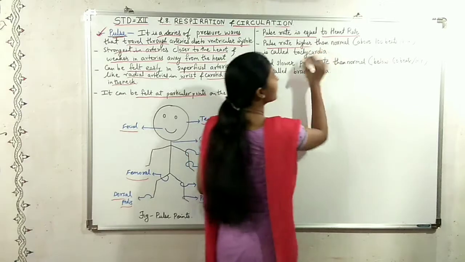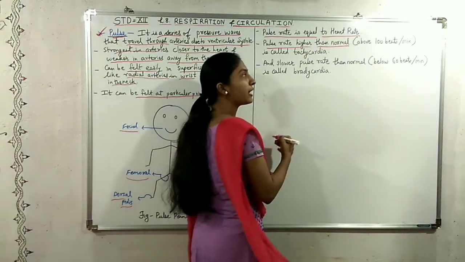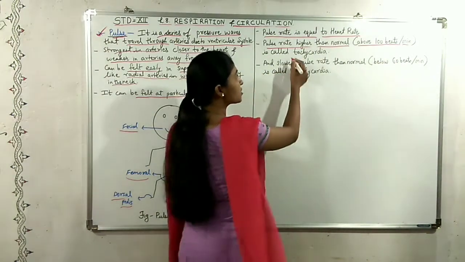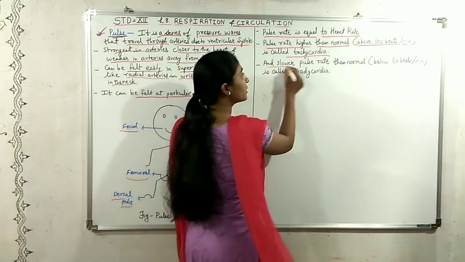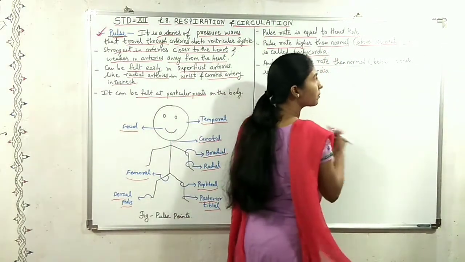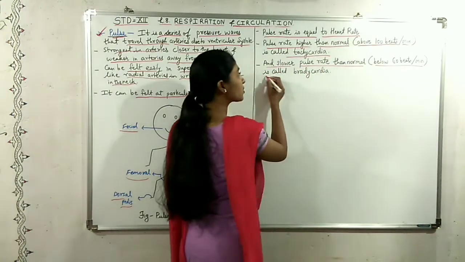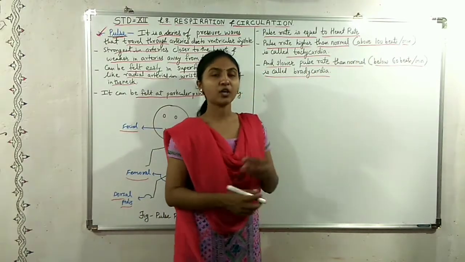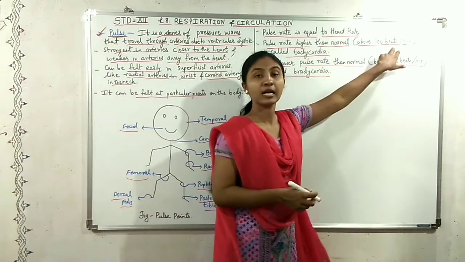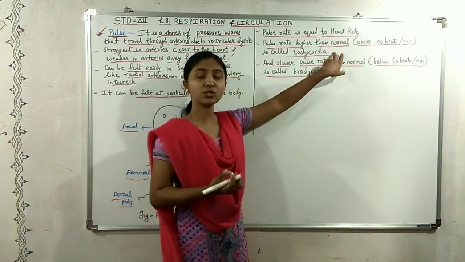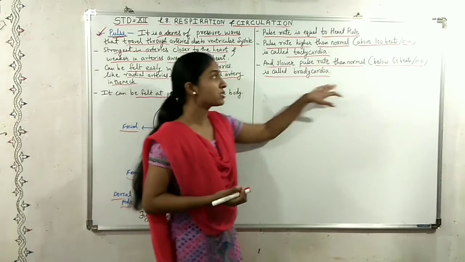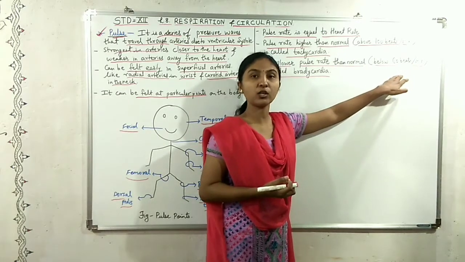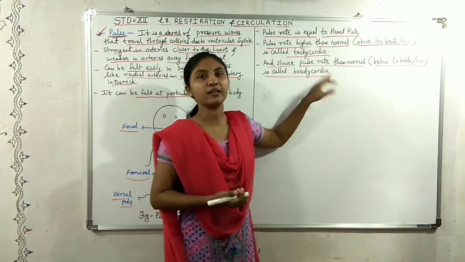When the pulse rate is higher than normal, that is above 100 beats per minute, this condition is called tachycardia. And when the pulse rate is slower than normal, below 60 beats per minute, it is called bradycardia. When your heart beats more than 100 times per minute, that situation is called tachycardia. Whereas when the heart beats fewer than 60 times per minute, the pulse rate is below normal, and it is called bradycardia.